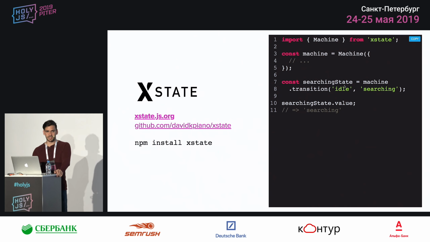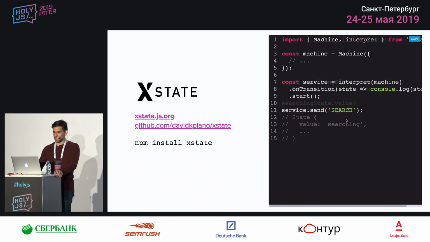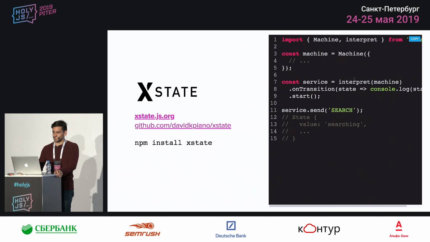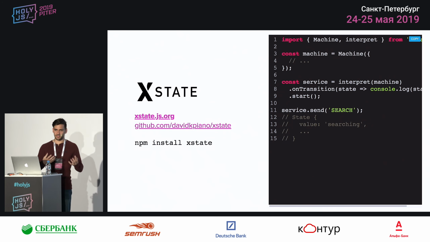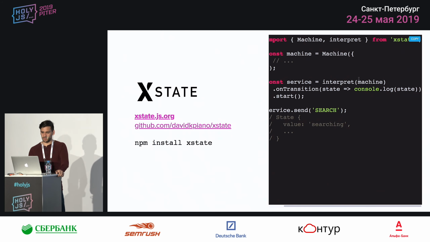That transition function takes the current state and the events that happened, and it returns the next state. Of course, you could use an interpreter as well. You could make this machine, which is just a pure object, and the machine.transition function is a pure function, and you could make it a live stream of events that you could imperatively send events to. In this instance, we're interpreting the machine, and whenever a transition happens, we're logging that state.